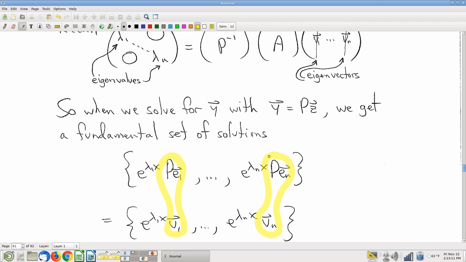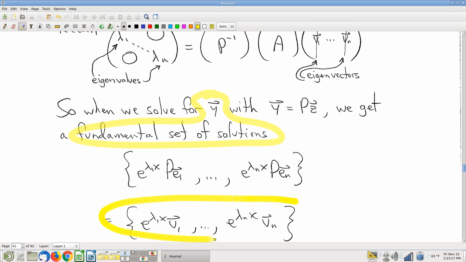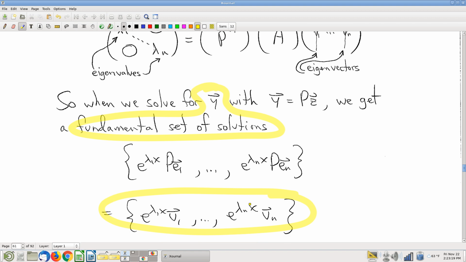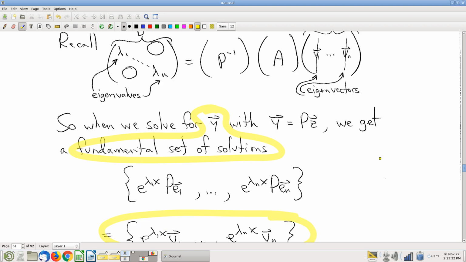Okay, and so we're done. So our fundamental set of solutions is this list of functions right here. And so, what's that? 3 pages in, we finally have an answer to a diagonalizable system. And the good news, though, is note we made very, very few assumptions in this calculation.